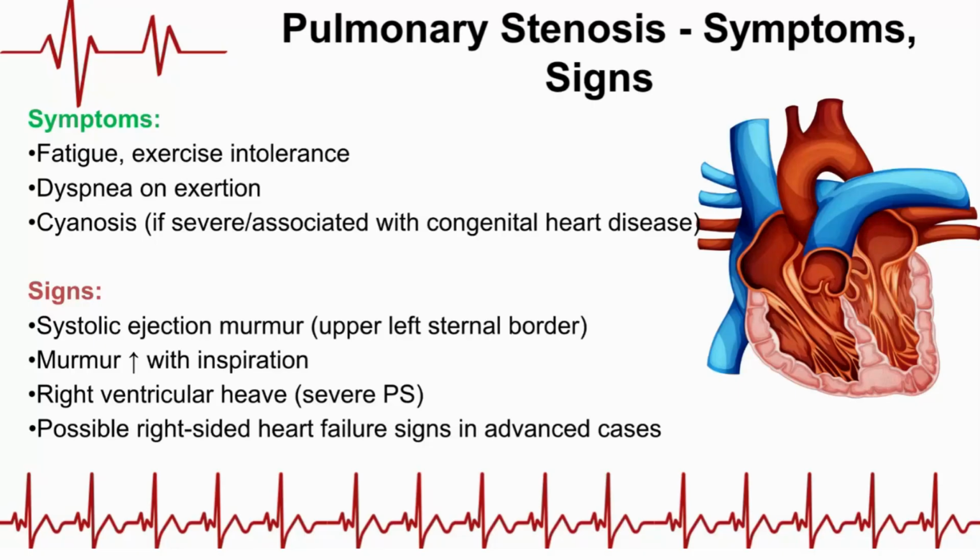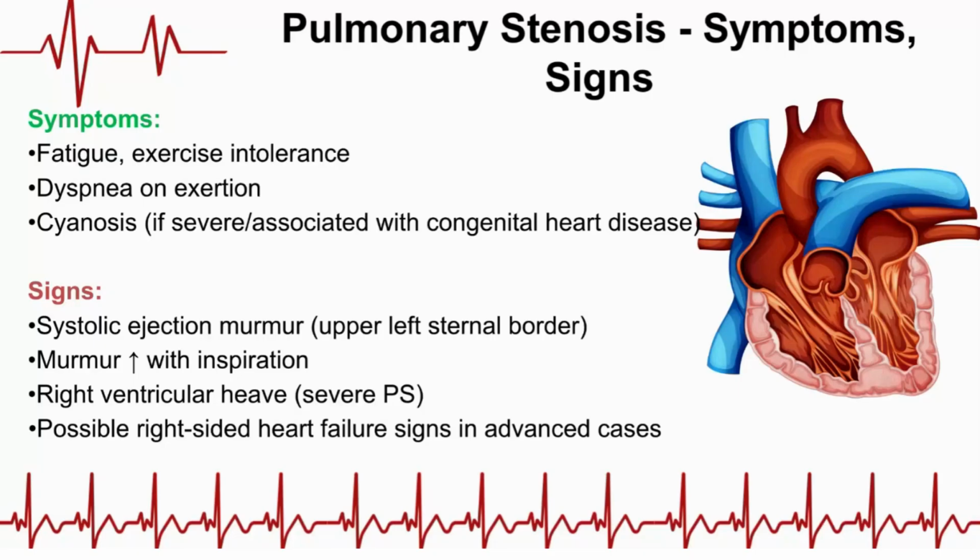That's basically tissue death. In terms of signs, we may hear a systolic ejection murmur, but it's quite hard to hear that. We may hear an increase in the sound of the murmur with inspiration, and we may have a right ventricular heave. So this is where there's a delayed flow of blood into the pulmonary trunk, and then snap, loads of blood flowing in at the same time.